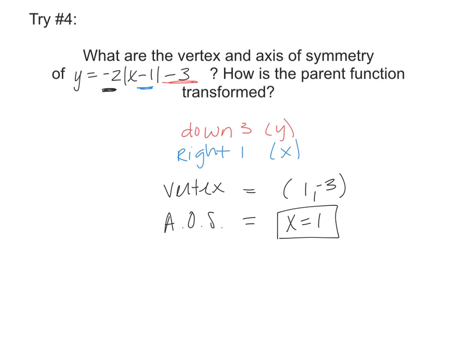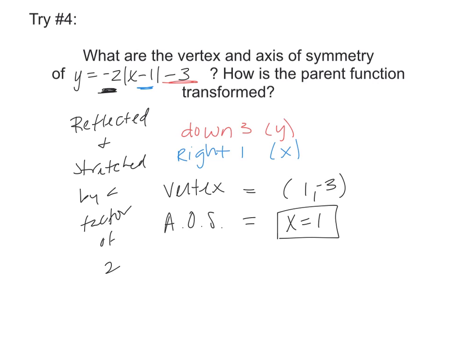Okay, so to answer that final question, though, to ask how has it been transformed, it's been transformed by going down 3, right 1, and actually it has also been reflected. That -2 is telling us that it's been reflected and stretched by a factor of 2. And if I forgot that on the last one, I apologize, but I did mean to write that as far as how it's transformed overall.